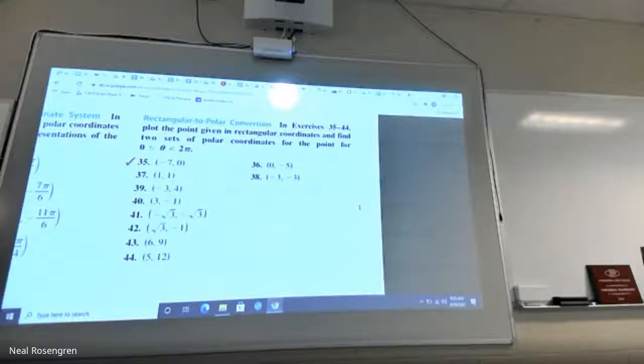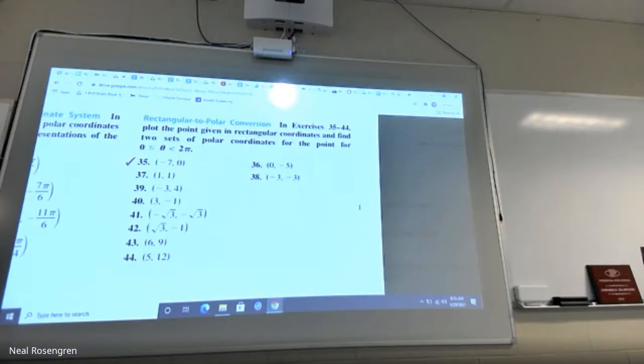Precalc textbook and found this nice little section of rectangular to polar ones. I figure we could just work through a handful of them, see how it goes. And then you should have access to the review and the solutions to that. And you can go from there.